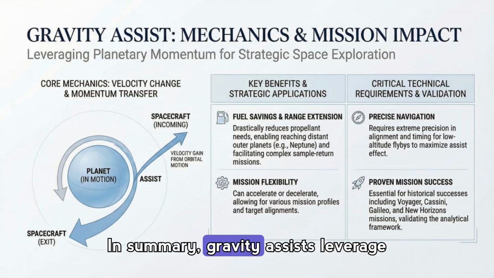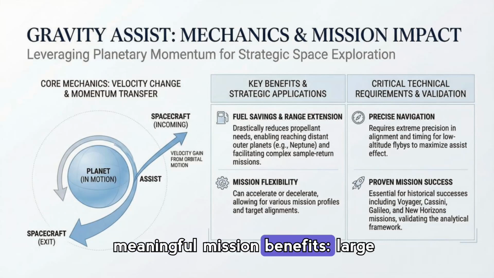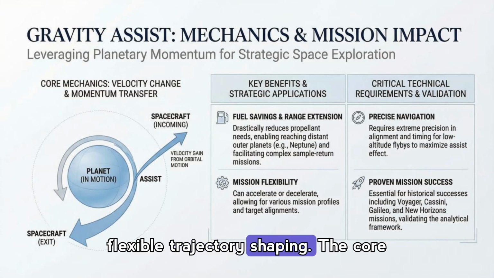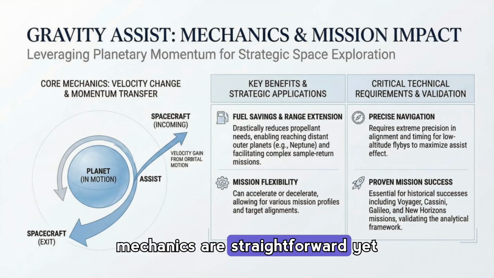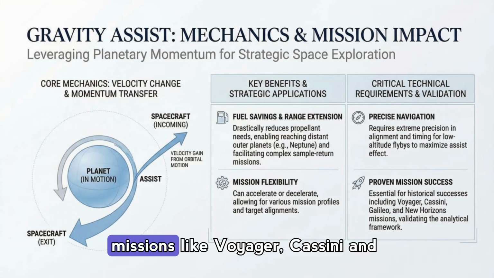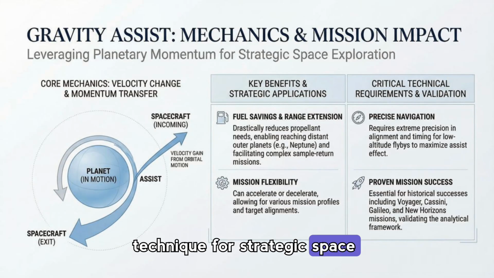In summary, gravity assists leverage planetary momentum to produce meaningful mission benefits: large fuel savings, extended range, and flexible trajectory shaping. The core mechanics are straightforward yet demand precise navigation and timing. And while technical requirements are strict, proven missions like Voyager, Cassini, and New Horizons validate this powerful technique for strategic space exploration.